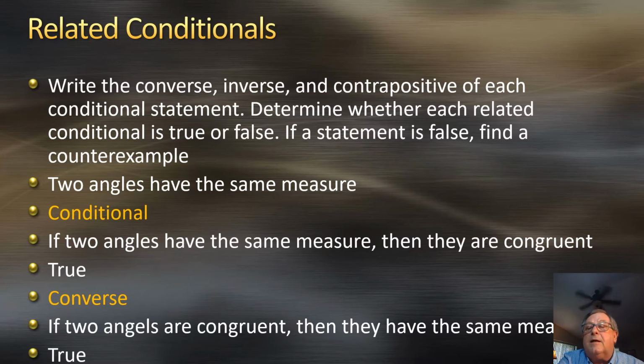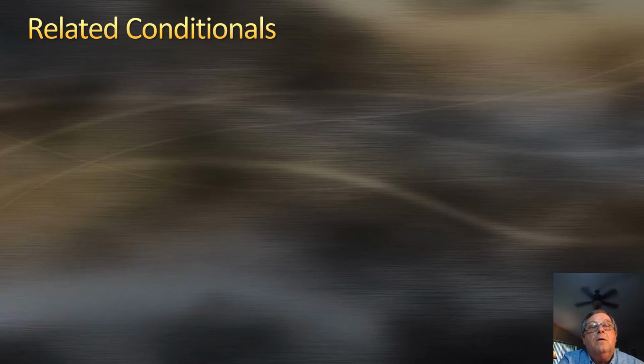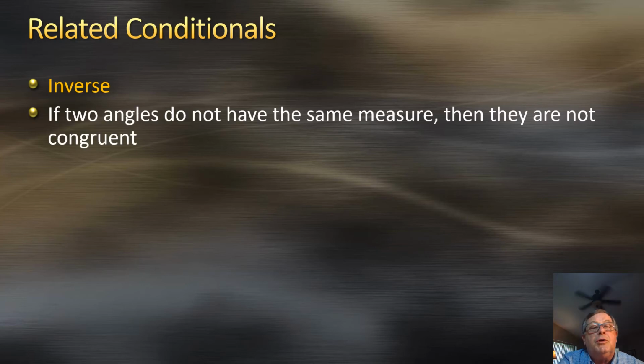So let's think about the inverse then. With the inverse, we're negating both the original hypothesis and the original conclusion. So we could say, if two angles do not have the same measure, then they are not congruent. Well, if they don't have the same measure, they're not going to be congruent. So that also is a true statement.